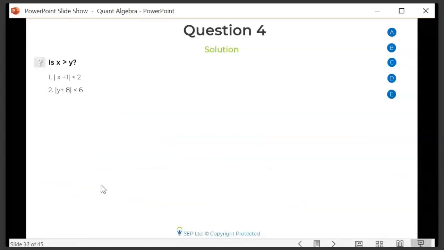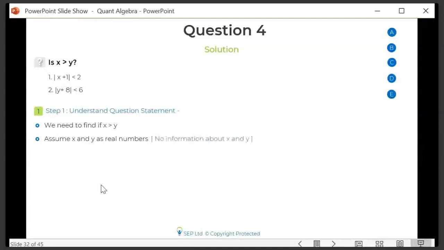Here in the question stem, nothing is given to us. We're just asked, is x greater than y? We need to find out whether x is greater than y or not. So if you have nothing given, keep in mind, do not assume anything as such. Don't think that x and y are integers. People tend to make this mistake. Don't do that. Simply keep in mind that they are real numbers. That's all.